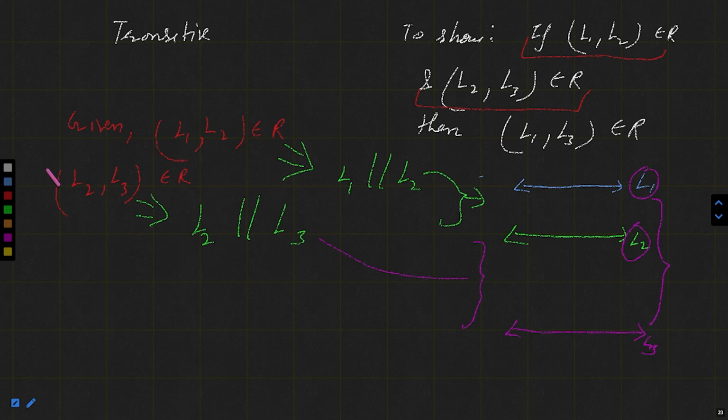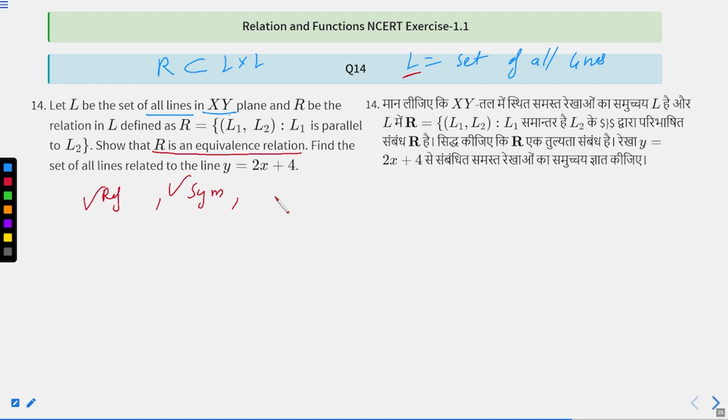So from both of these statements, what I can say is L1 is parallel to L3. L1 is parallel to L3, so this means it is transitive. So it is an equivalence relation. Transitive. Now the other part in the question says: find the set of all lines related to the line.